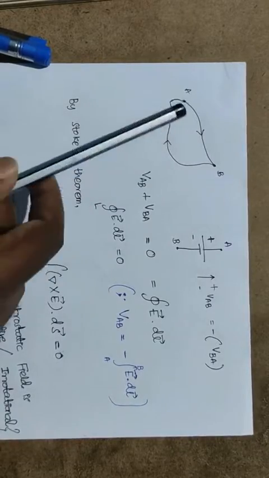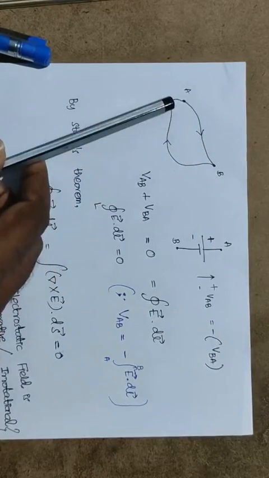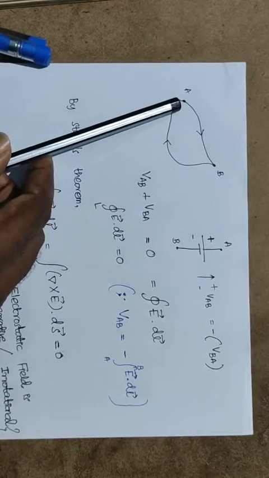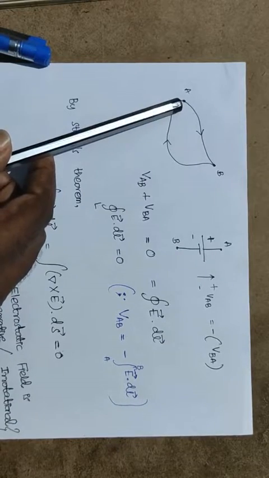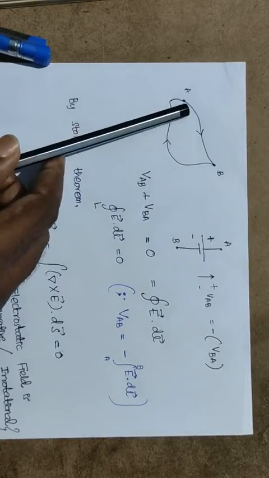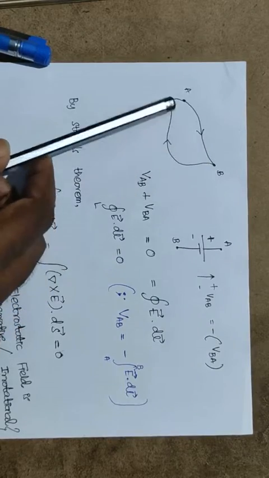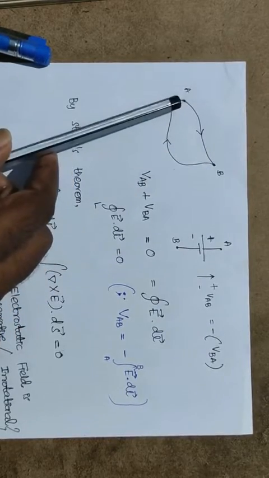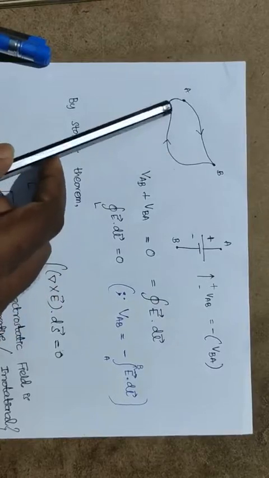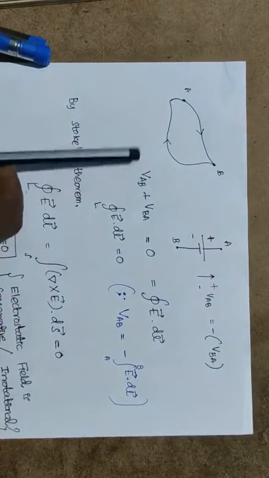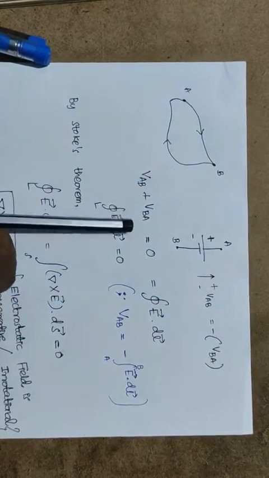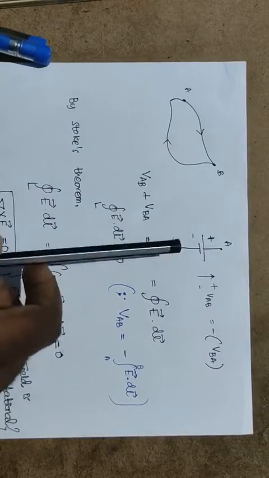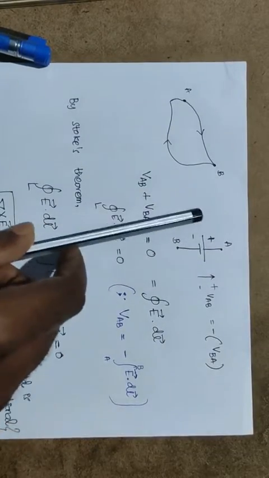Let us consider two points A and B, and a charge plus Q at point A. If we move that point charge from A to B and then back from B to A, the net work done in moving the charge from A to B and then from B to A will be equal to 0, that is VAB plus VBA is equal to 0.